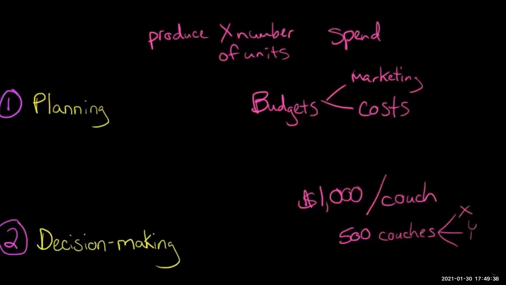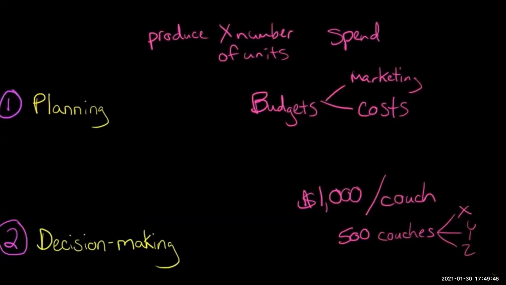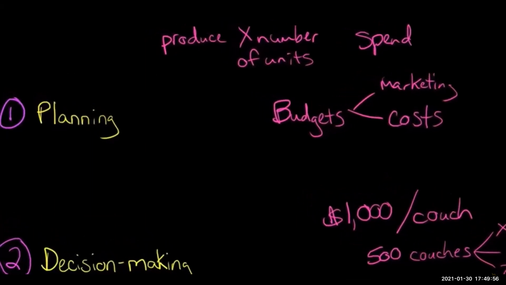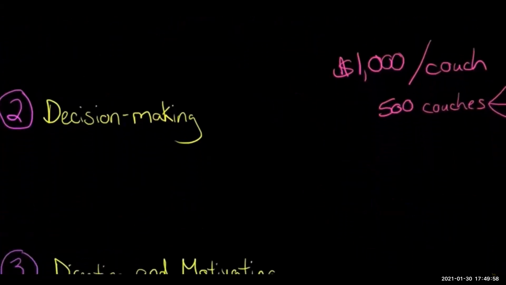In terms of cost X, cost Y, cost Z, which ones are going to go in. But ultimately, we're going to plan and come up with some kind of idea about the cost to produce those couches, and then we're going to make a decision about whether it's a good idea to accept this customer's offer. We're going to use managerial accounting to help us make that decision.